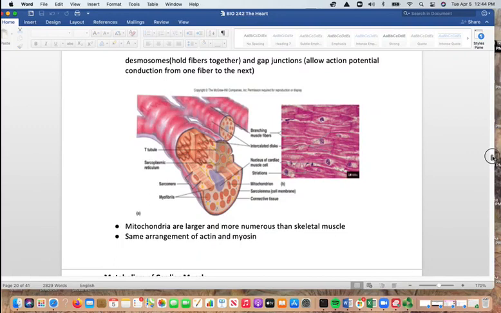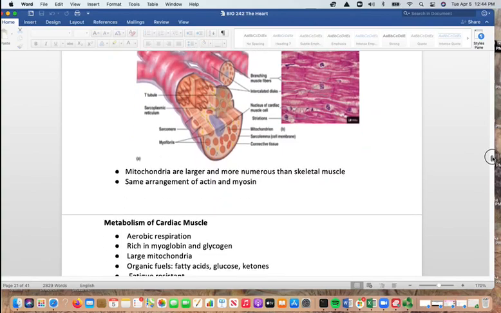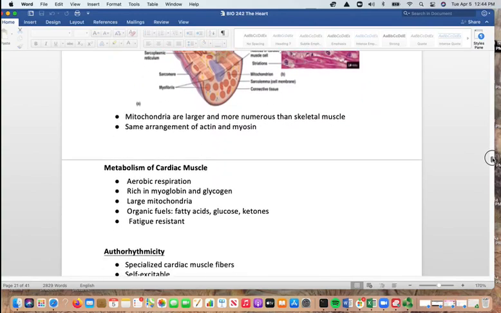So in the heart, mitochondria are larger and more numerous than they are in skeletal muscle, but it has the same arrangement of the actin and myosin. And this makes sense because the heart muscle needs to have good endurance. So your slow oxidative skeletal muscle fibers are the ones that are going to have more mitochondria and the better endurance. The heart needs to have even better endurance than the skeletal muscle.